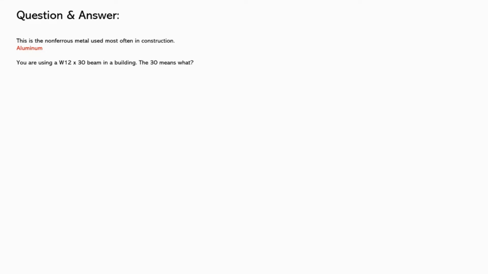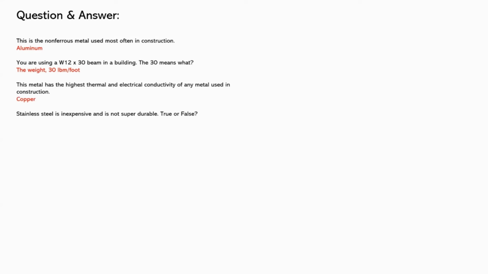You are using a W12 by 30 beam in a building. The 30 means what? The weight, 30 pounds per foot, linear pounds per foot. This metal has the highest thermal and electrical conductivity of any metal used in construction, which is copper. Stainless steel is inexpensive and is not super durable. True or false? That's false. Stainless steel is expensive and it is durable.